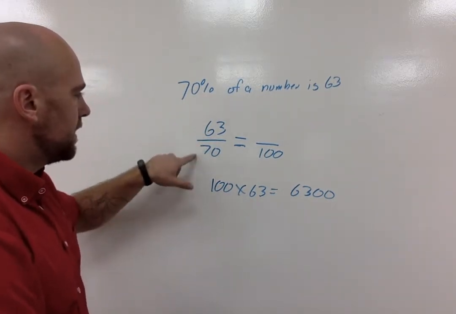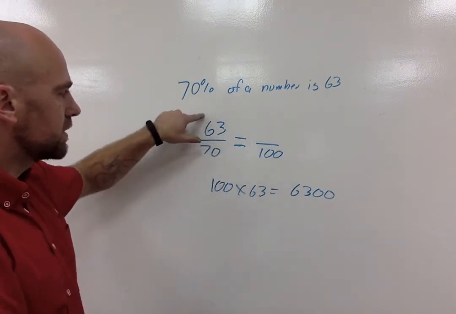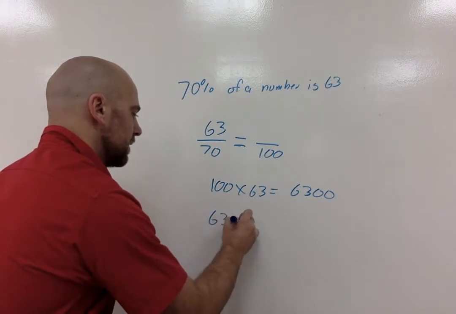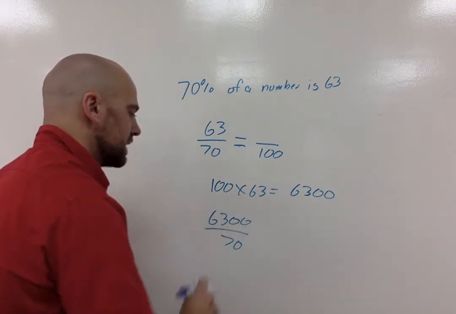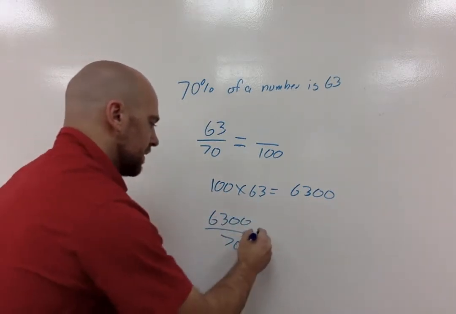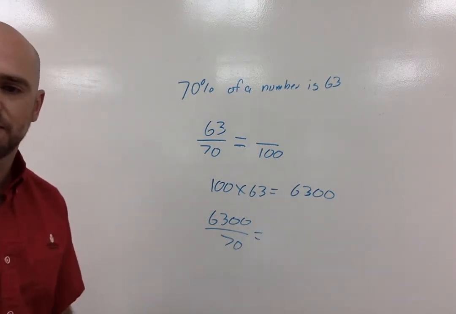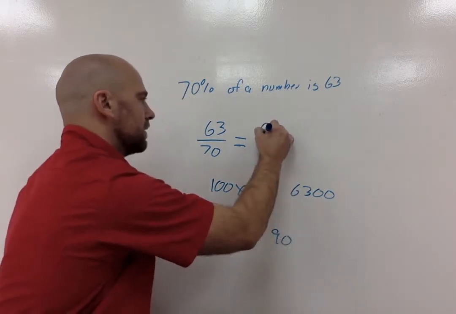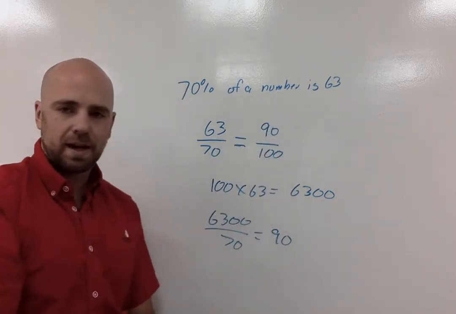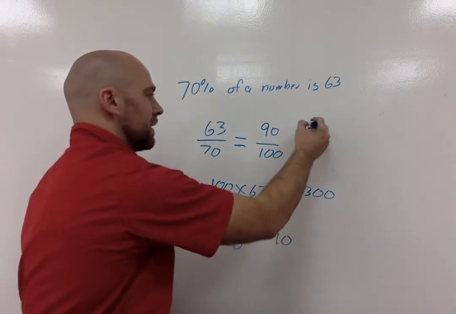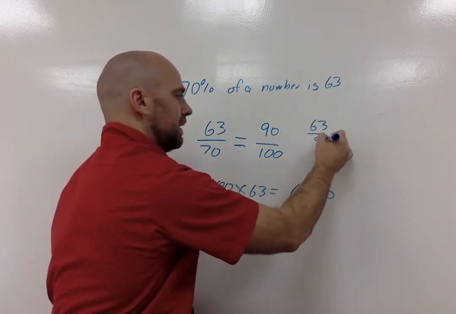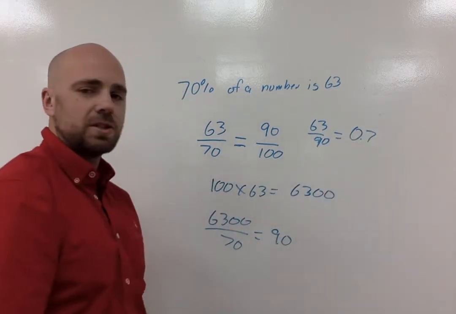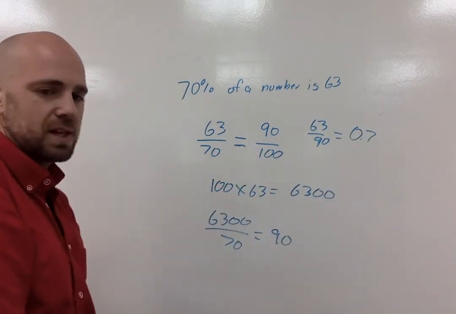Now I'm left with my divide. So cross multiply, crisscross multiply, and then divide. So now I'm going to go 6,300 divided by 70, which, if I divide it, I'm going to be left with 90. That means that my number was 90. I can check it. I can go 63 divided by 90, put that in my calculator. It's going to give me 0.7, which as a percent is 70%.